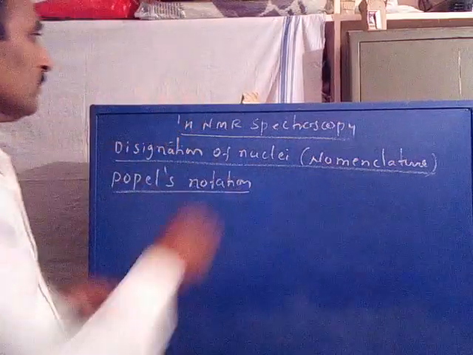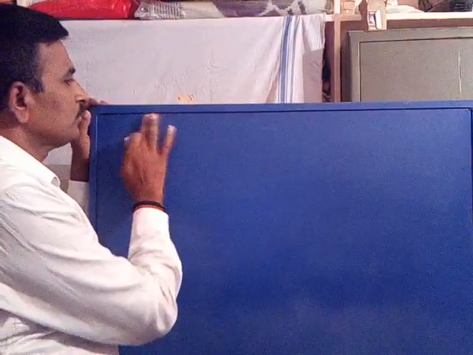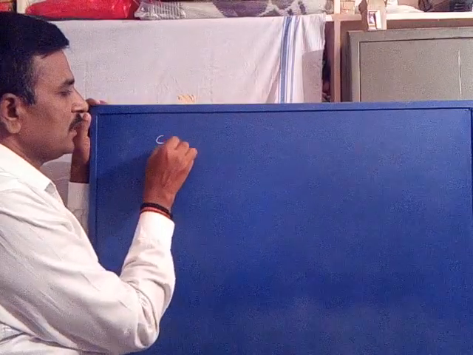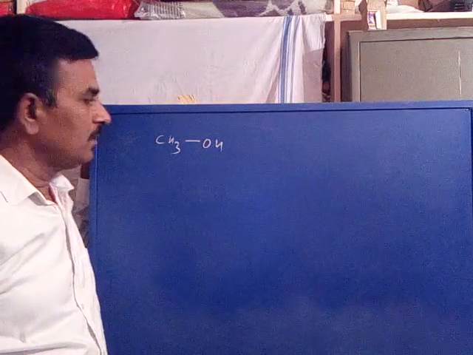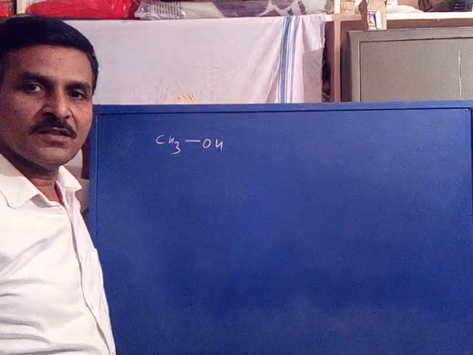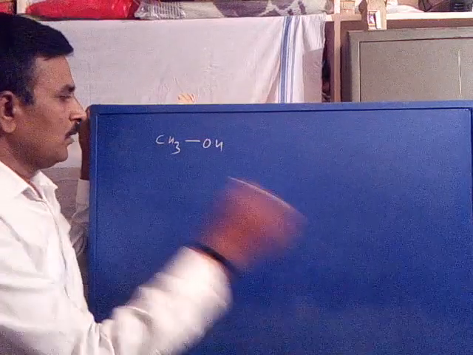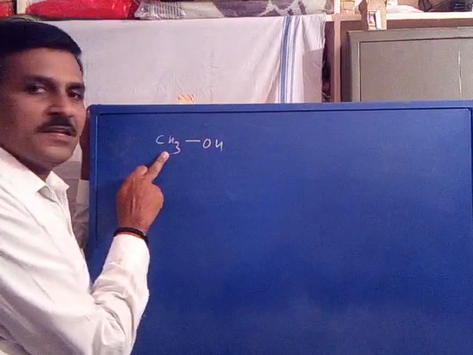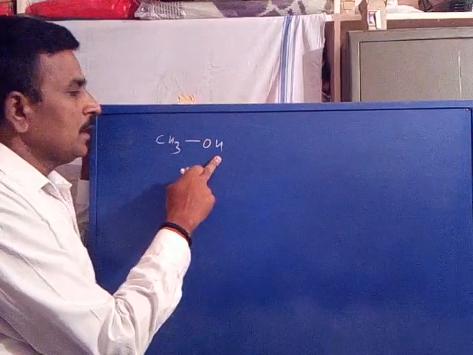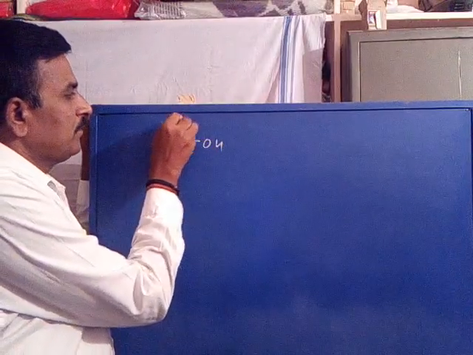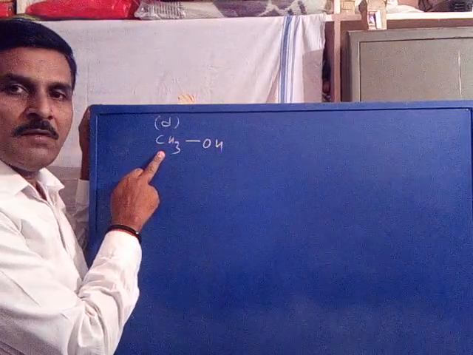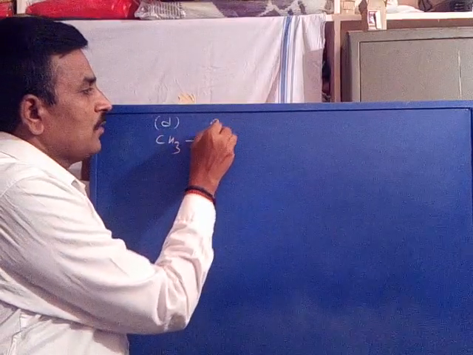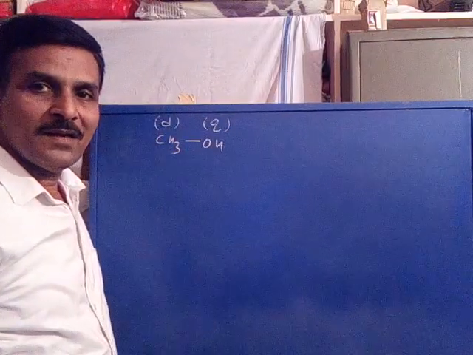for example, take CH3OH, methyl alcohol, where there are two sets of protons, the CH3 set and the OH proton. These two are coupled with each other. CH3 coupled with the OH proton, 1 plus 1, appears as a doublet. The OH proton coupled with CH3, 1 plus 3, appears as a quartet.